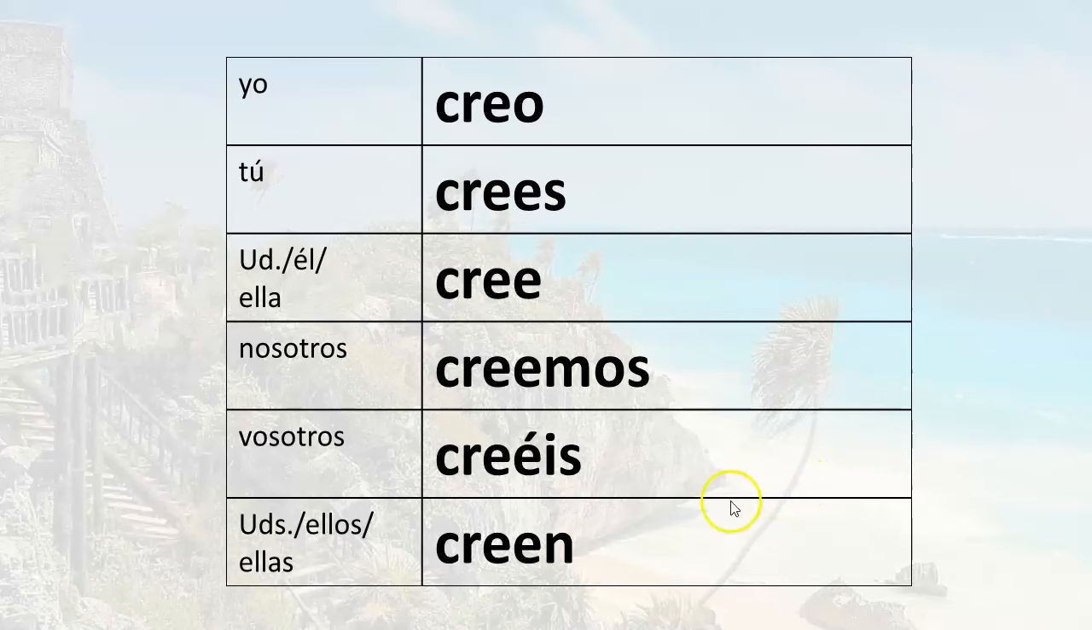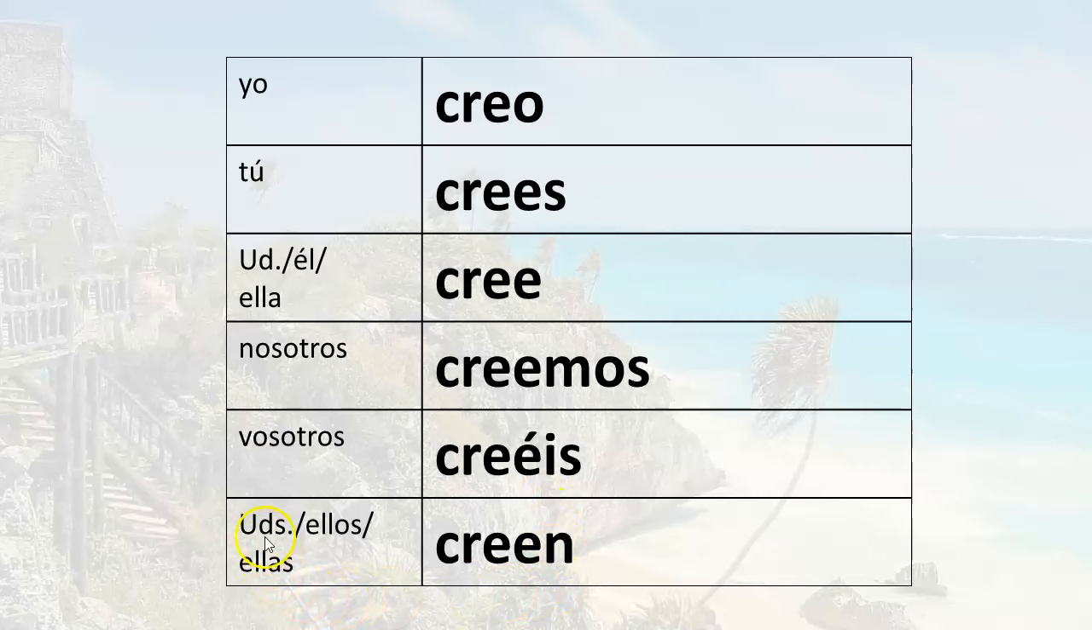Creéis, creéis. So there are two syllables here. Cre and ace. So the stress is on this syllable because we have the written accent mark. So creéis, creéis. Vosotros creéis. Or just simply creéis, you believe.